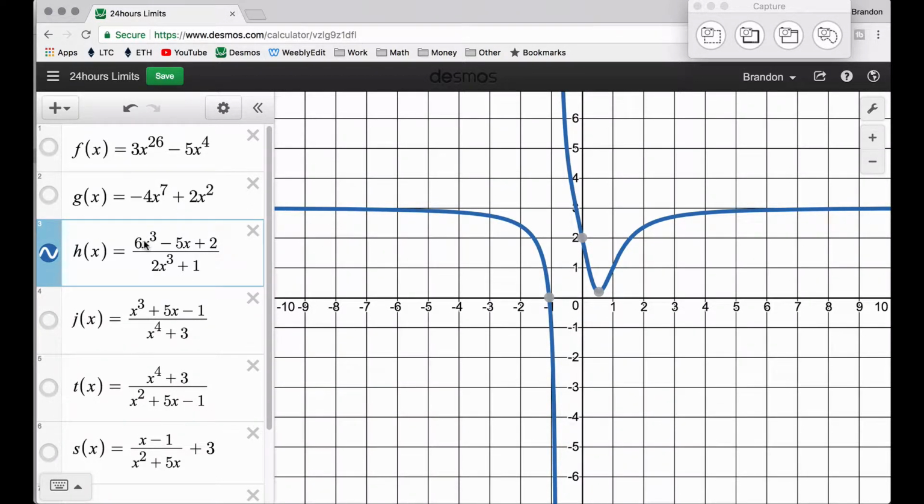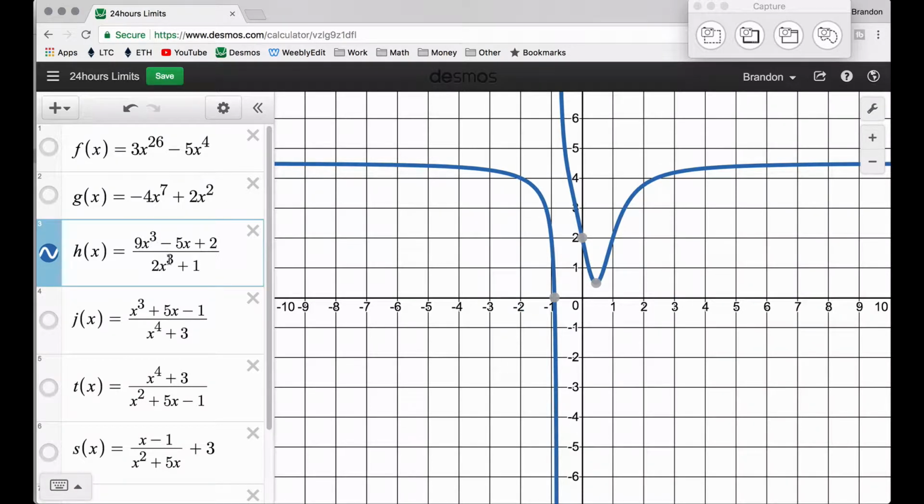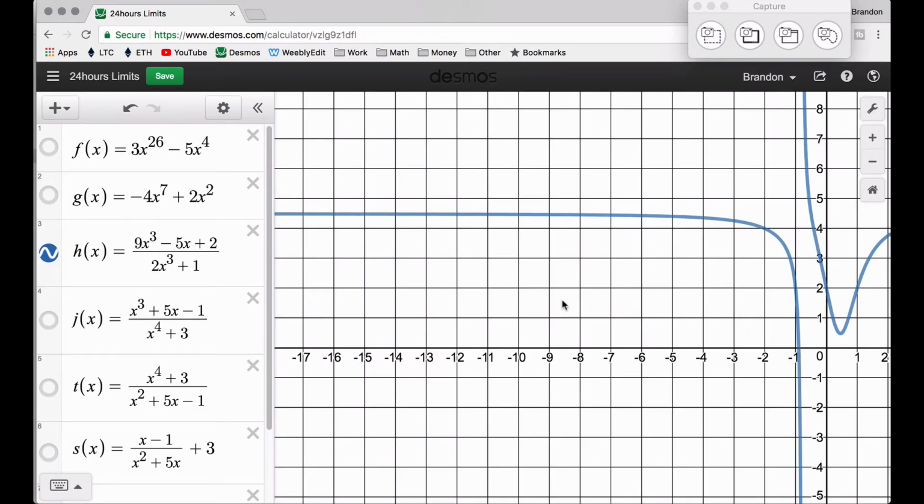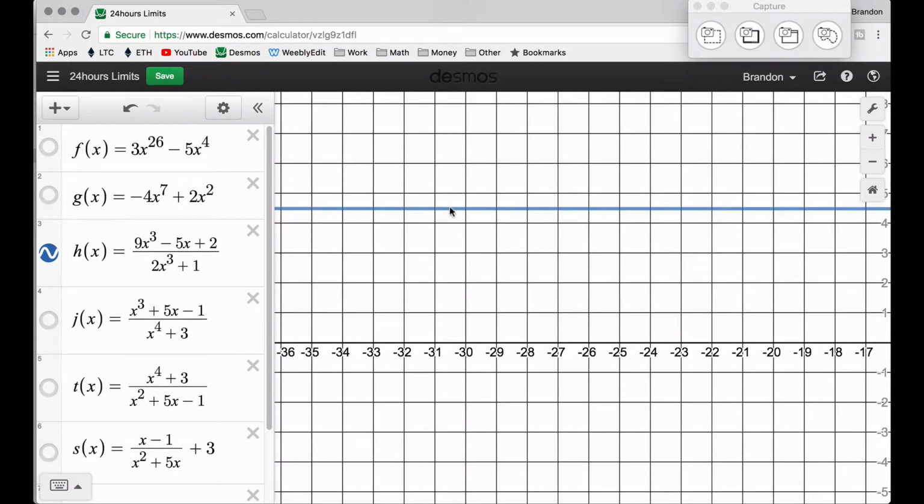Let's change this to a 9. We still have matching degrees. Take the ratio of the leading coefficients. 9 divided by 2 is 4.5. So as x gets really big, our y value is going to approach 4.5, as you can see right there. And as we move over this way, you'll notice that as x gets bigger, the y value is getting closer and closer to 4.5. Also, if we let x get really small, over here in the negative numbers, look at the y value there. It's getting close to 4.5. That's a great shortcut to know as long as your degrees match up.